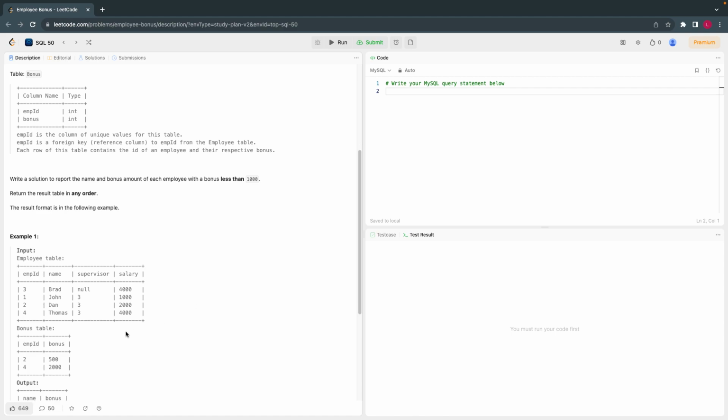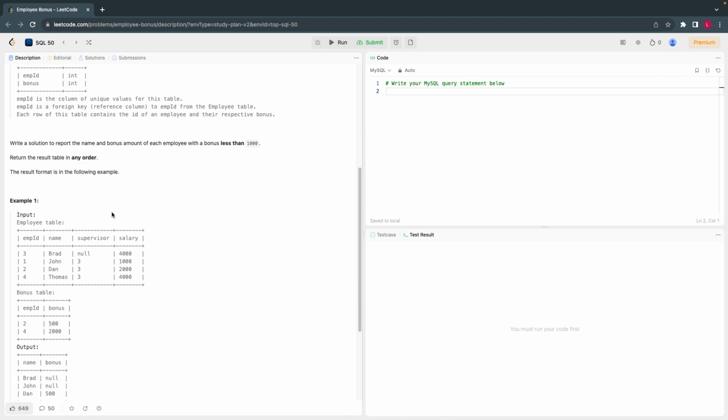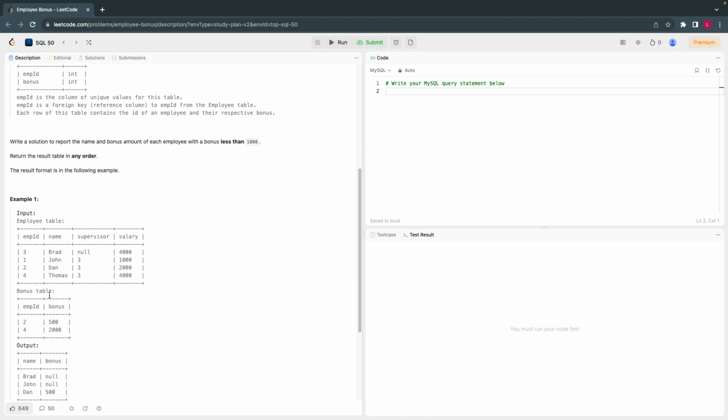So there are two tables, if you see here, employee and bonus. For each of these employees, we have to print out the name of each employee whose bonus is less than 1000. In the bonus table, not all people get the bonus, right? There are only two records. Employee 2 got 500, which is less than 1000. Yes, this record will come in the output.